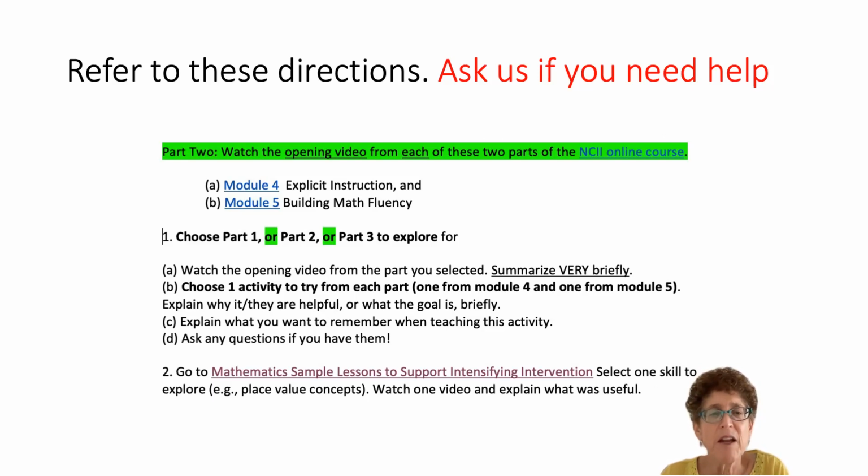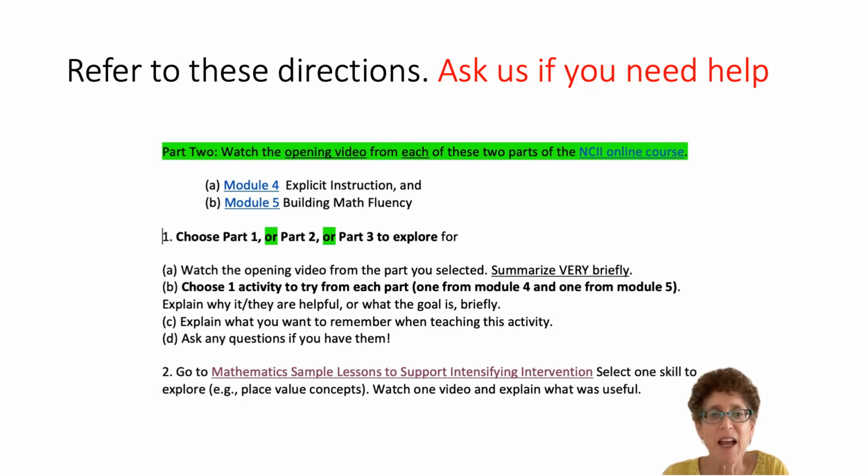Okay, then when you're choosing those parts, 1, 2, or 3, choose one activity to try, one from each module, explain why it is helpful. I think I had 1 or 2 activities and I changed it to 1. So explain why it was helpful or what the goal is. Explain what you want to remember when teaching the activity. Ask any questions if you have them.